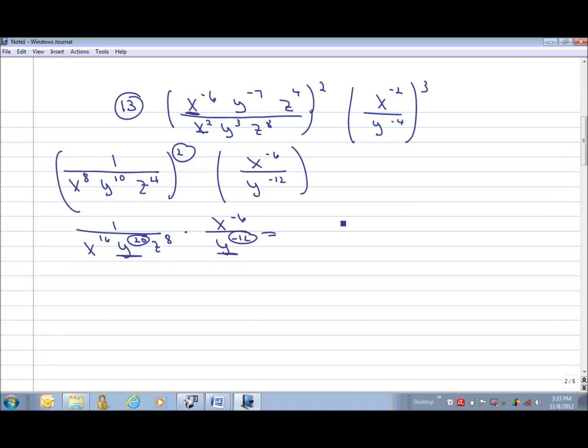And when we do, then we would have x to the negative 6 over x to the 16th. We would have positive 20 to negative 12. That would be y to the 8th. And then we have z to the 8th. And then finally, we would subtract our exponents, since x is the same base, and we would be subtracting a negative, so it would be plus a positive, and that would make that 24. So we would have 1 over x to the 24th, y to the 8th, and z to the 8th. And that would be our final answer.